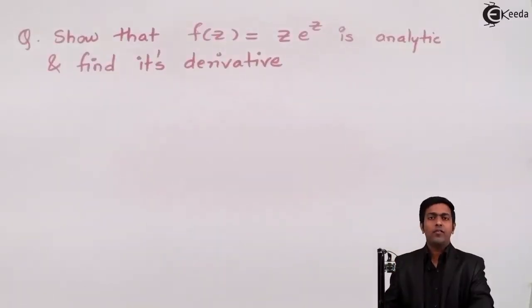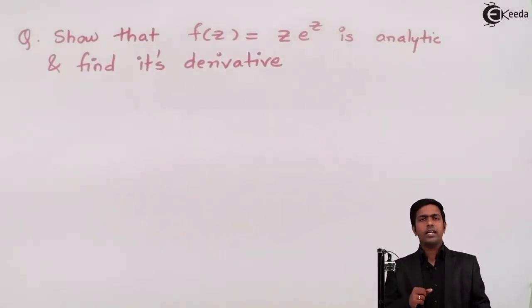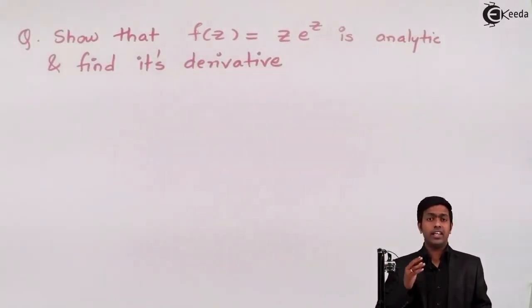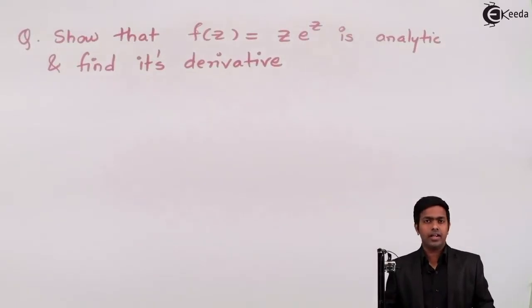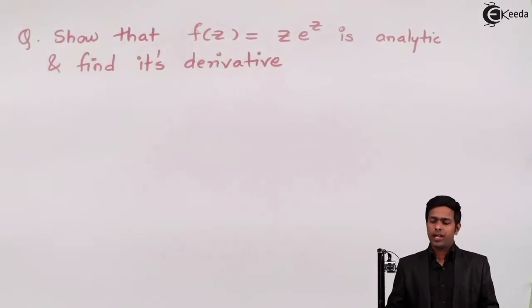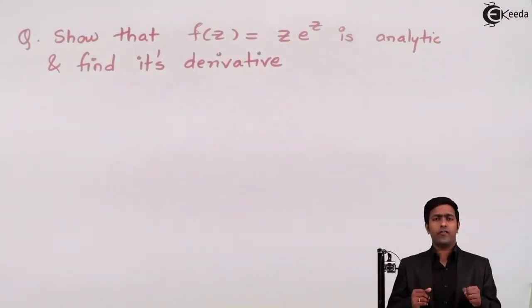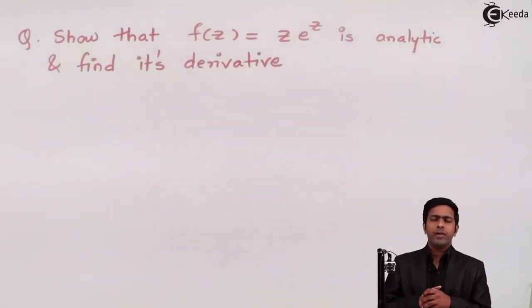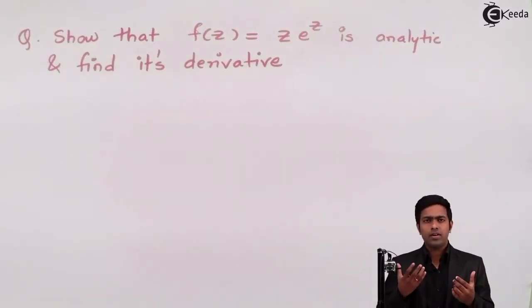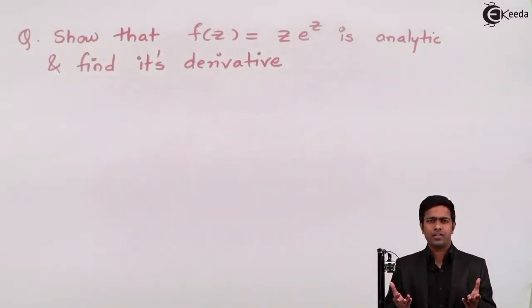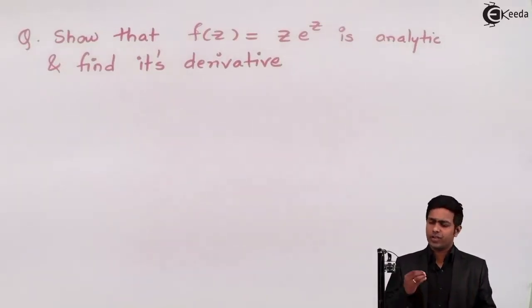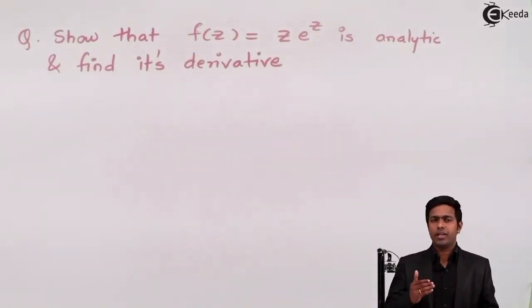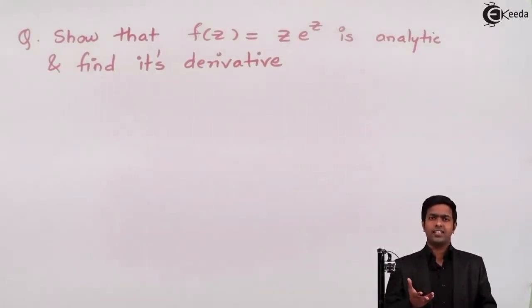So in this problem, we have to show that f of z equal to z e raised to z is analytic, and we have to find out its derivative. Now guys, how to show that a given function f of z is analytic or not? We know that we have Cauchy-Riemann equations with us. By using Cauchy-Riemann equations, we can prove that the equations are satisfied, and if the equations are satisfied, then we can say yes, f of z is analytic.